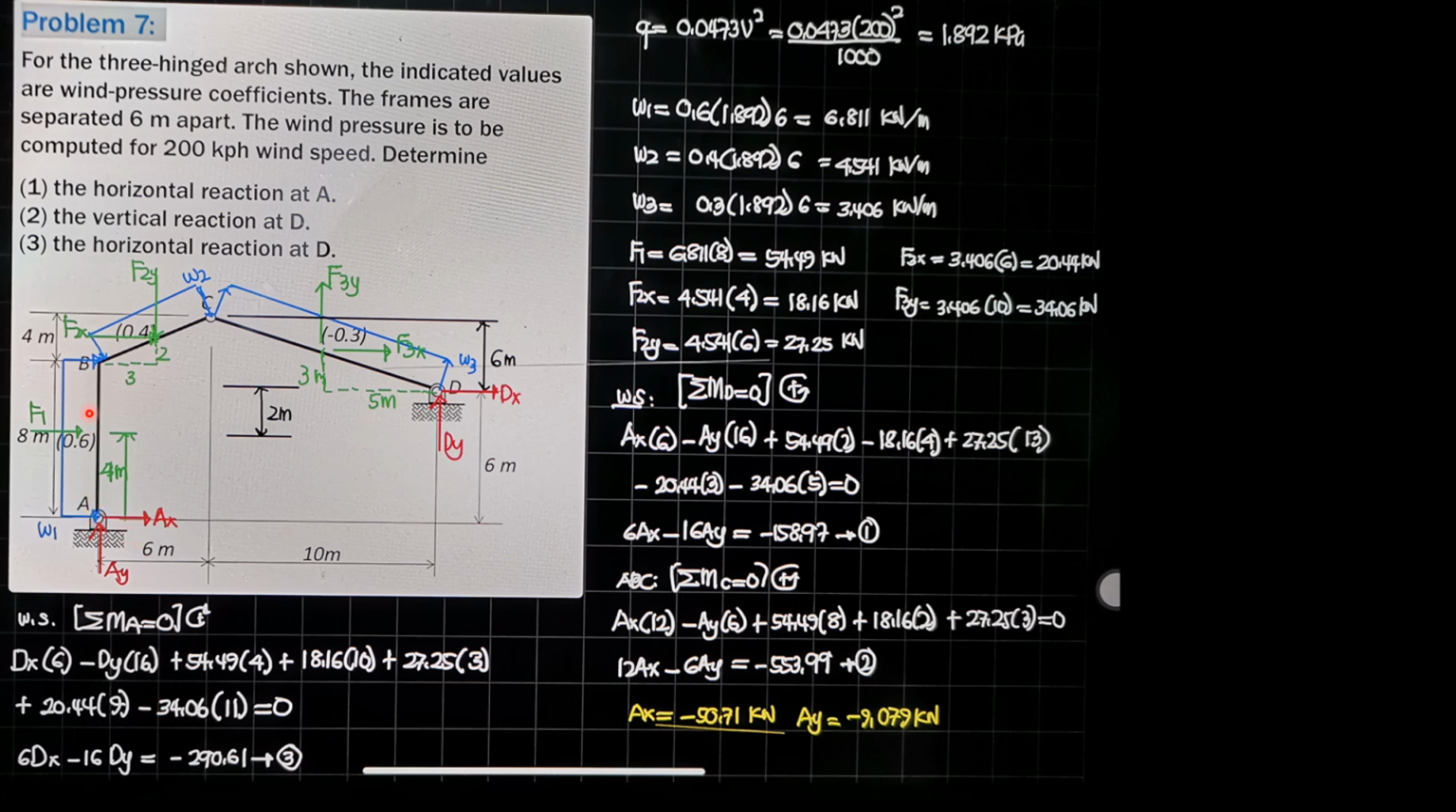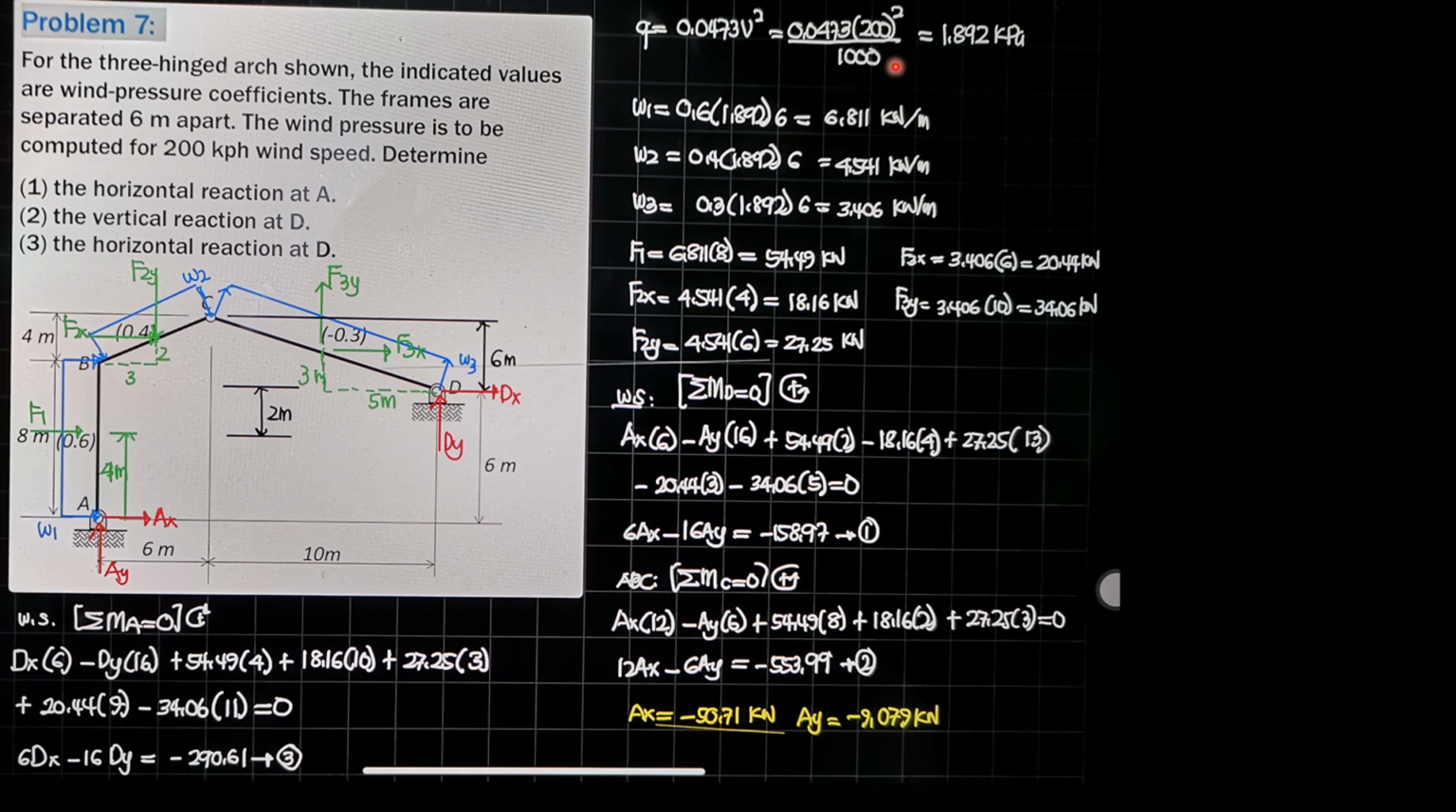So first, let's consider the entire system and let's transmit the wind loads. First, let's compute for the wind load. This W1 here is, first, let's compute the uniform wind pressure. It is equal to 0.0473 V squared, where V is in kilometers per hour, and this gives us pascals. So 0.0473 times 200 squared. Then I divide by 1000 to convert the pressure to kilopascals.